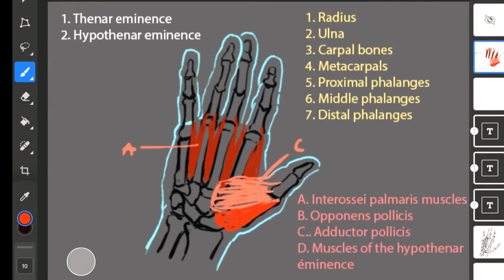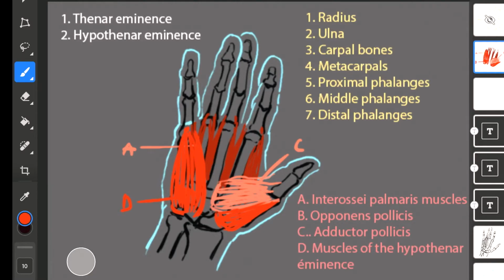On the opposite side, we have the muscles of the hypothenar eminence, which start at the styloid process of the ulna, and then attach themselves to the end of the metacarpal here, like this. So that's going to be the muscles of the hypothenar eminence.